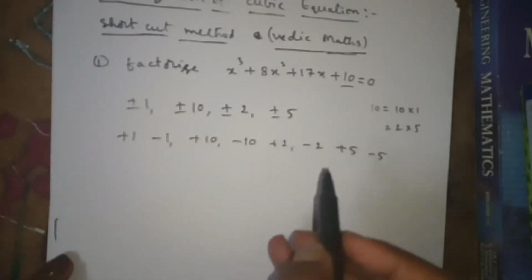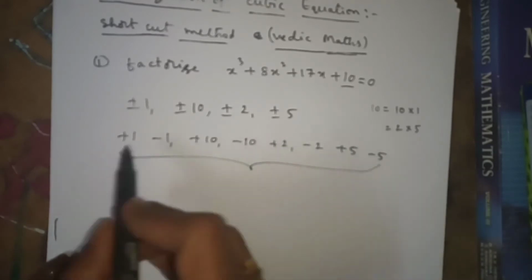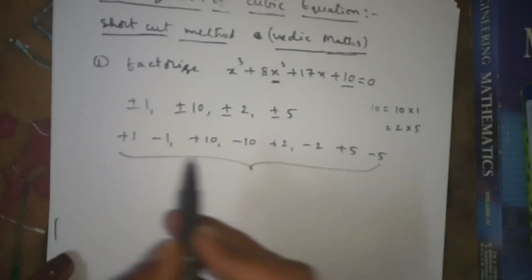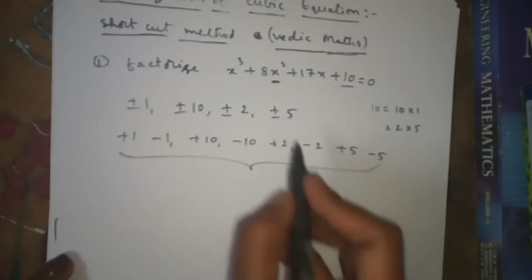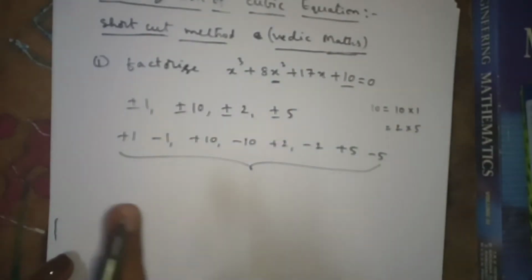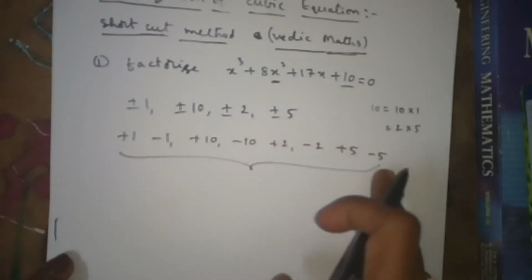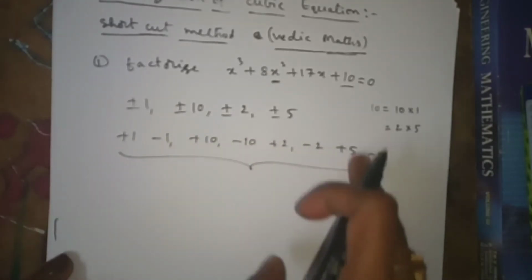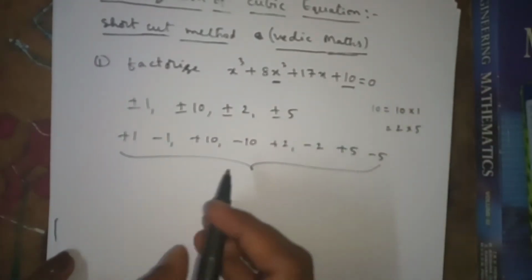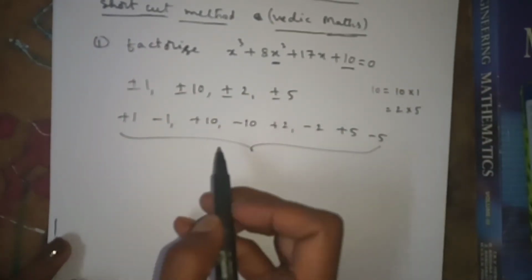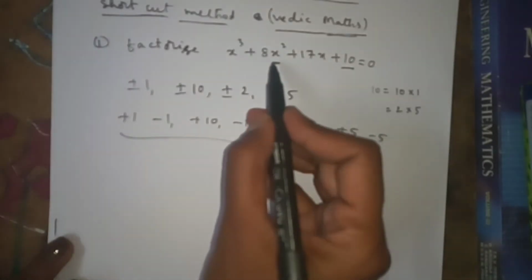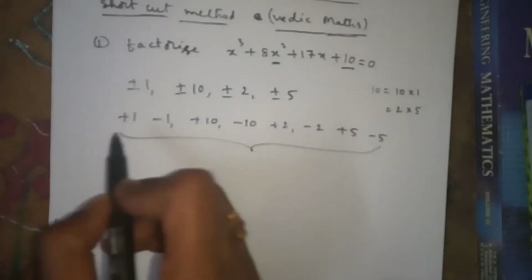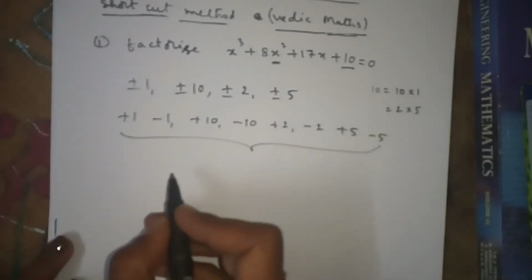The sum of any three numbers is equal to the coefficient of x square, and the product of any of these three values is equal to the constant term. We have to identify. The sum of any three numbers is equal to the coefficient of x square. Product of any three numbers is equal to the constant term.